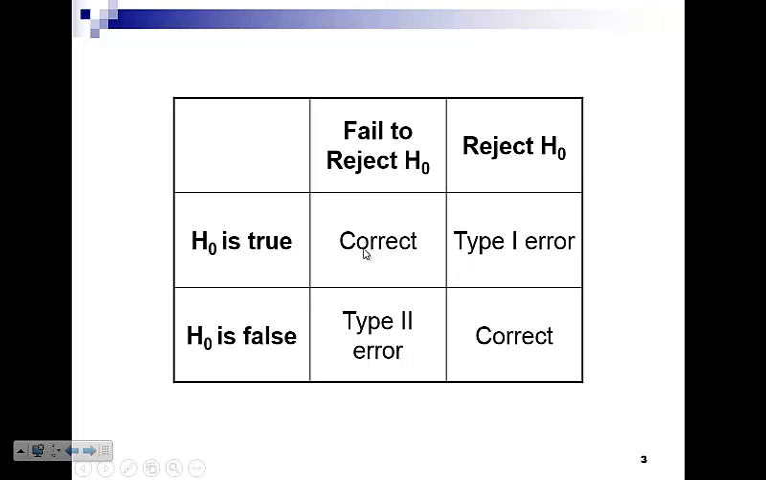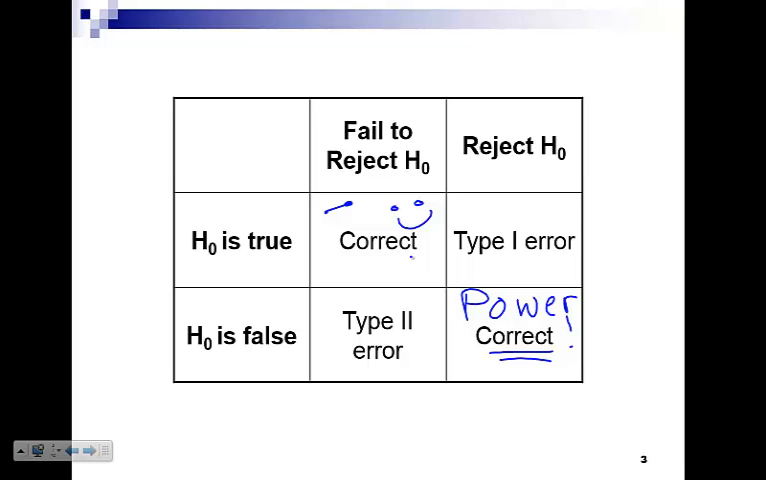So now, you have two possible correct decisions. If you fail to reject it when the null was indeed true, that's a correct decision. If you reject it when the null is false, that's not only a correct decision, but that's the decision that we set up the test for in the first place. We are trying to reject the null when the null was indeed false. So this is what we call the power of the test: the probability that we will reject it when we should have rejected it.